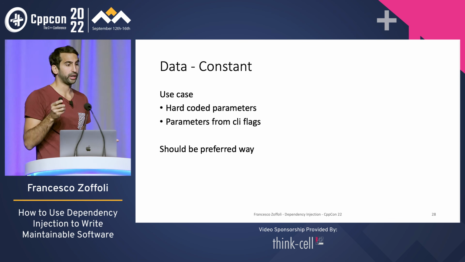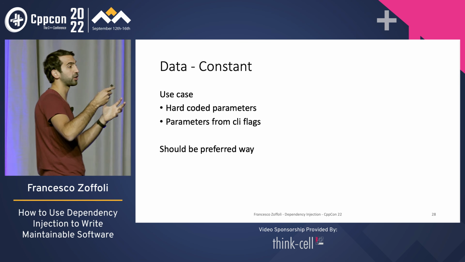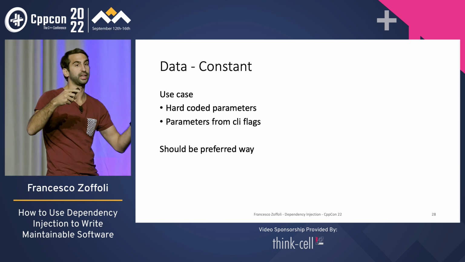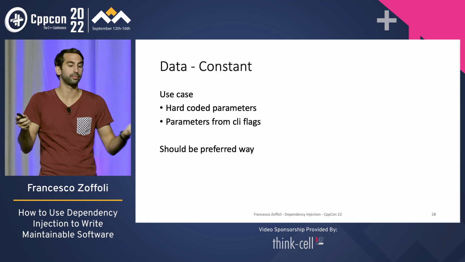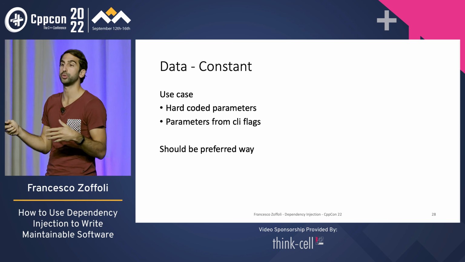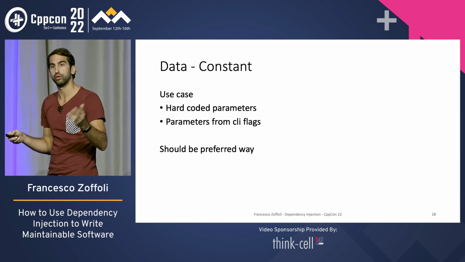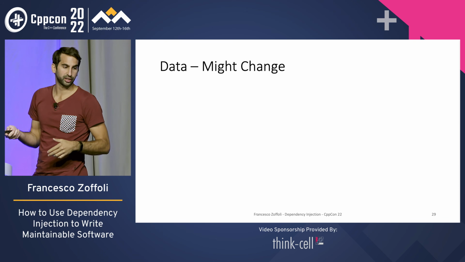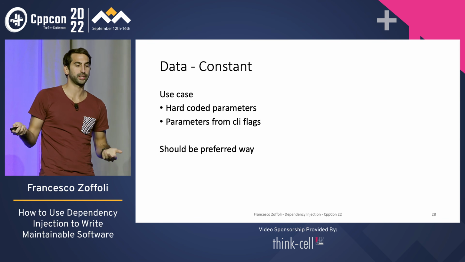The use cases for data which is constant is normally to hardcode parameters. So you have a function, in your implementation, you're taking a timeout, and then you just want to hardcode this timeout. The other option is for parameters which are not changing for the duration of the program. For example, CLI flags or configurations that you're loading at start time. And this is the most preferred way of passing data because it's also the simplest.